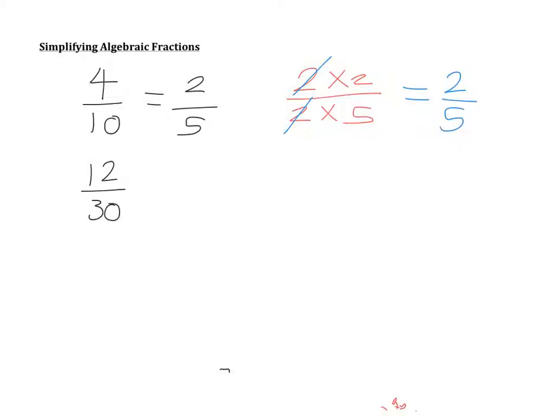12/30. Now 12 can be divided by 6 to give us 2. 30 can also be divided by 6 to give us 5, so again the answer is 2/5.